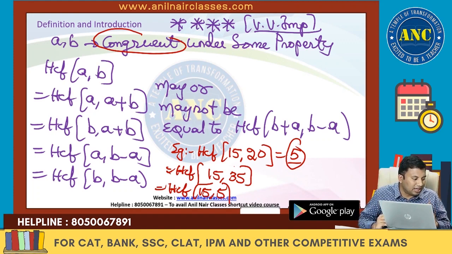If it is clear, kindly say yes in the live chat so that I can go to the next concept. What is congruence modulo theorem? If two numbers are congruent under a property, addition of two numbers with the individual numbers, subtraction of two numbers with the individual numbers, HCF does not change.